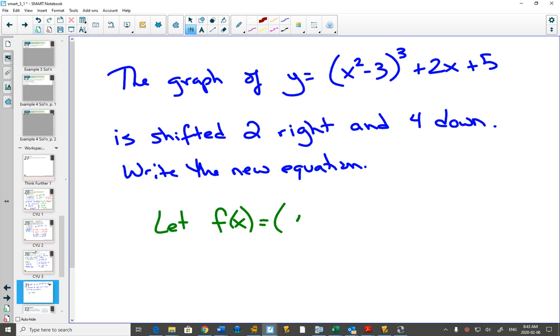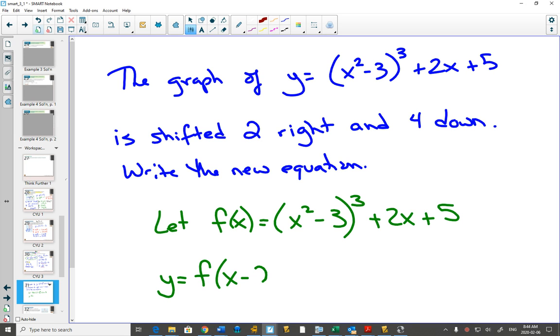you can use f or g or whatever you want, if you let f of x equal this, in function notation, 2 to the right and 4 down would be x minus 2 inside the function and 4 down outside of the function. Function notation stays the same no matter how complicated the original one was. In function notation, inside the function, outside the function, that stays the same.